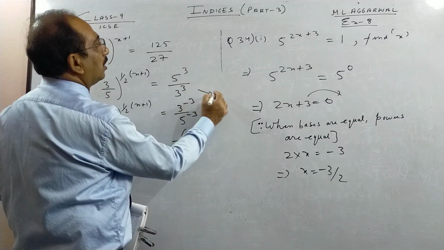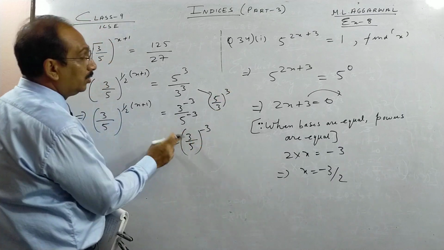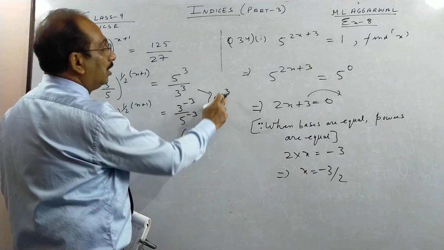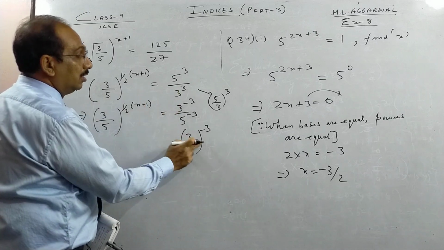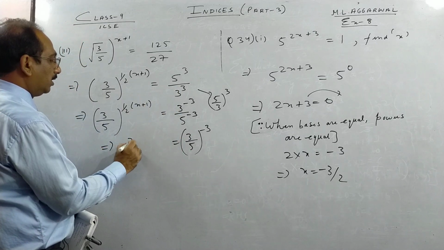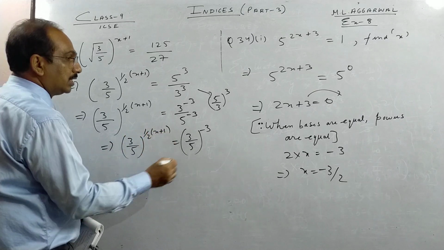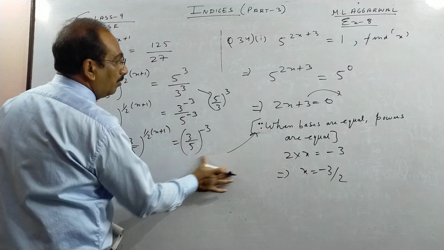Or you could have done it another way, 5 by 3 to the power 3. When you interchange with the same logic, the numerator and denominator, the power becomes minus, because this is 3 by 5, this is 5 by 3. So therefore we do this. And the next part is quite easy, children, because we use the same logic. Same reason you write: when bases are equal, powers are equal.